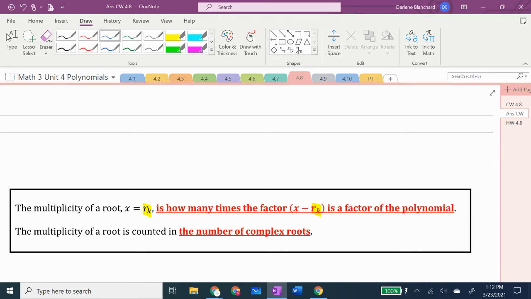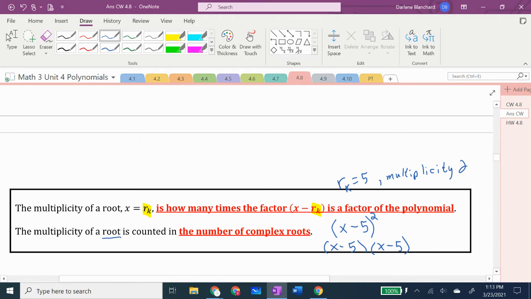complex roots. So what I'm trying to say here is, let's say your root is 5, and it has multiplicity 2. Then that means you have x minus 5 as a factor, and the multiplicity 2 says it is squared. So this factor x minus 5 is occurring 2 times in this polynomial, and that counts for 2 of the roots guaranteed by the fundamental theorem of algebra.